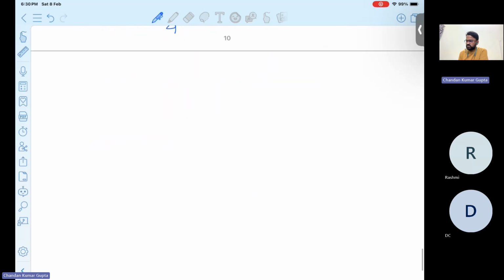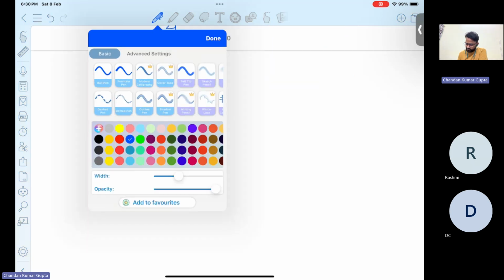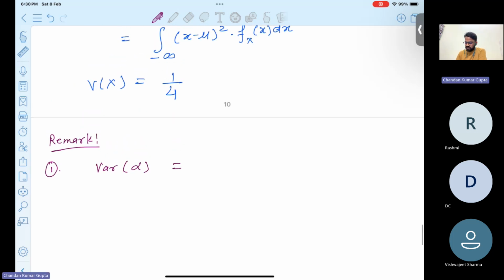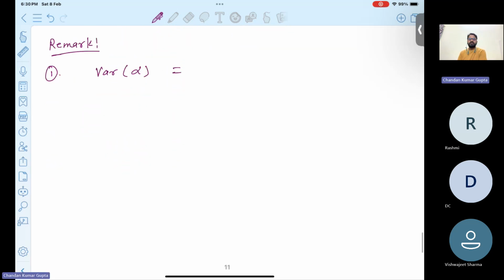Now there are some more properties or remarks related to variance. So let's discuss those things as well. We have discussed that the expected value of a constant number or a scalar is the number itself. But in case we check the variability, then the variance of a constant is nothing but 0. Here alpha is a constant.